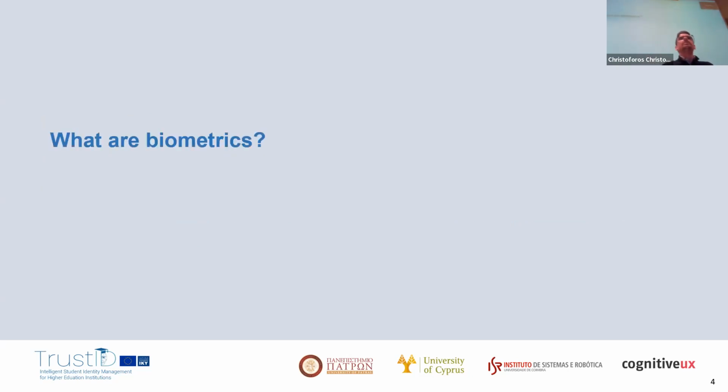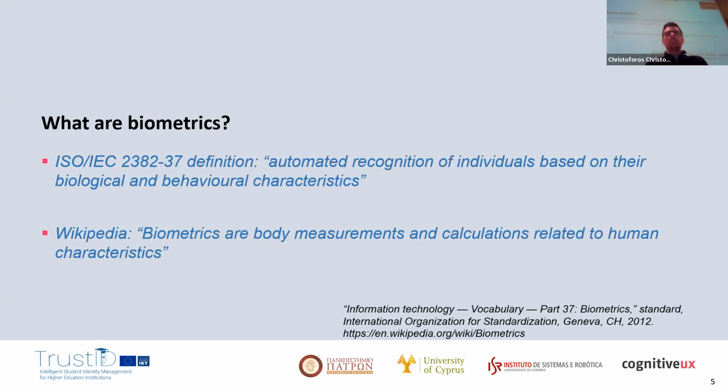So, what are biometrics? Based on the International Organization for Standardization, the ISO definition, biometrics relate to automated recognition of individuals based on their biological and behavioral characteristics. Also, based on the definition from Wikipedia, biometrics refer to the body measurements and calculations related to human characteristics.